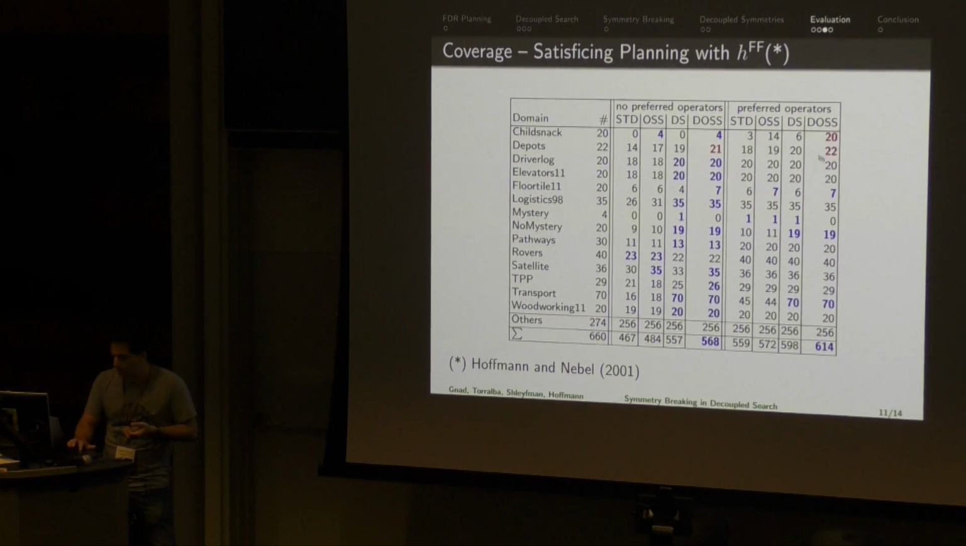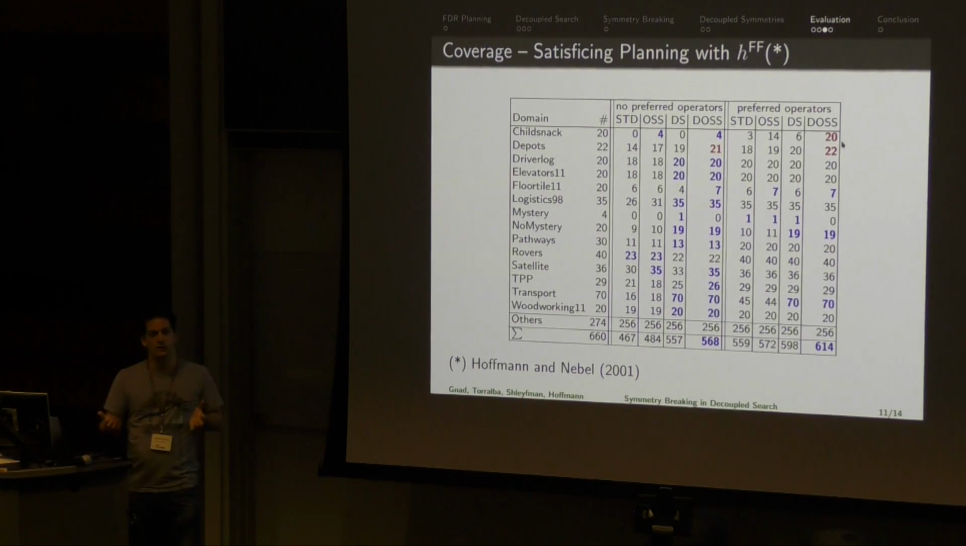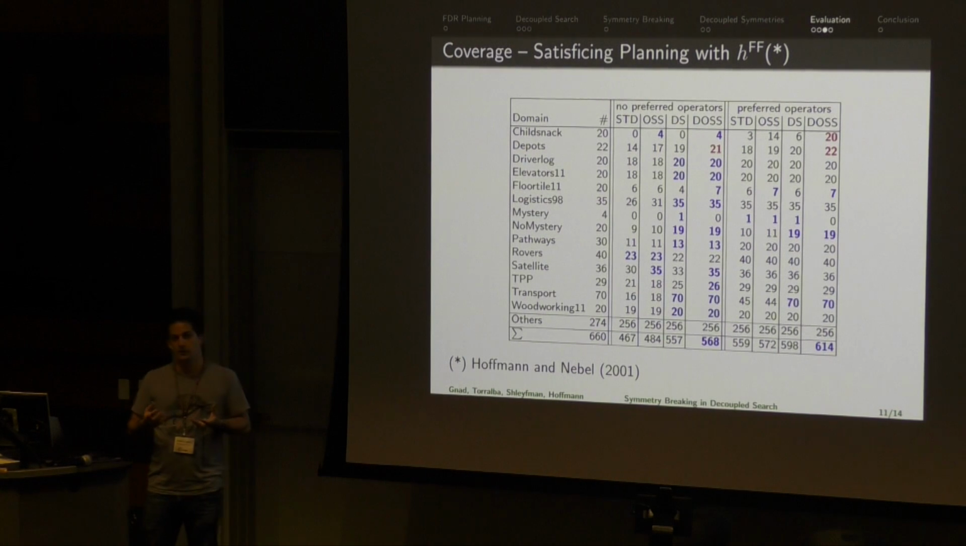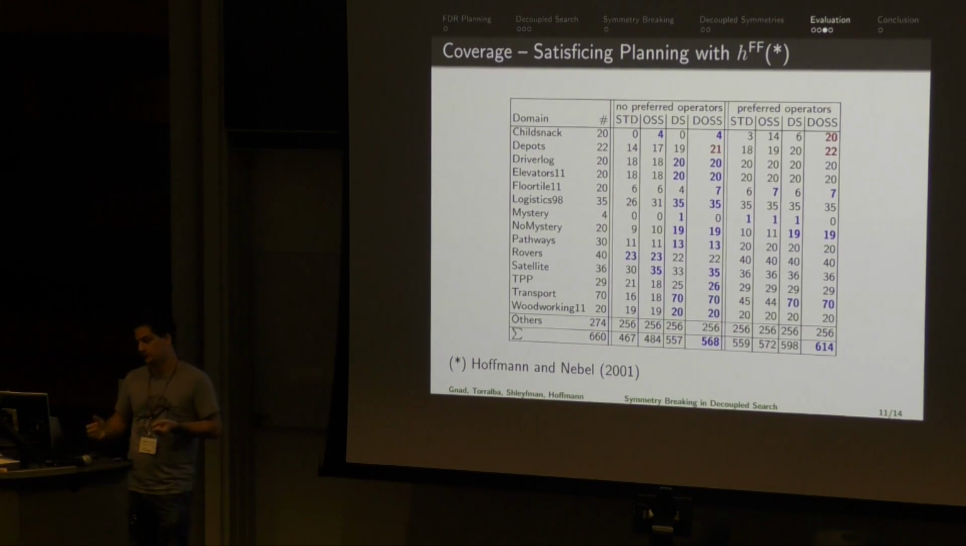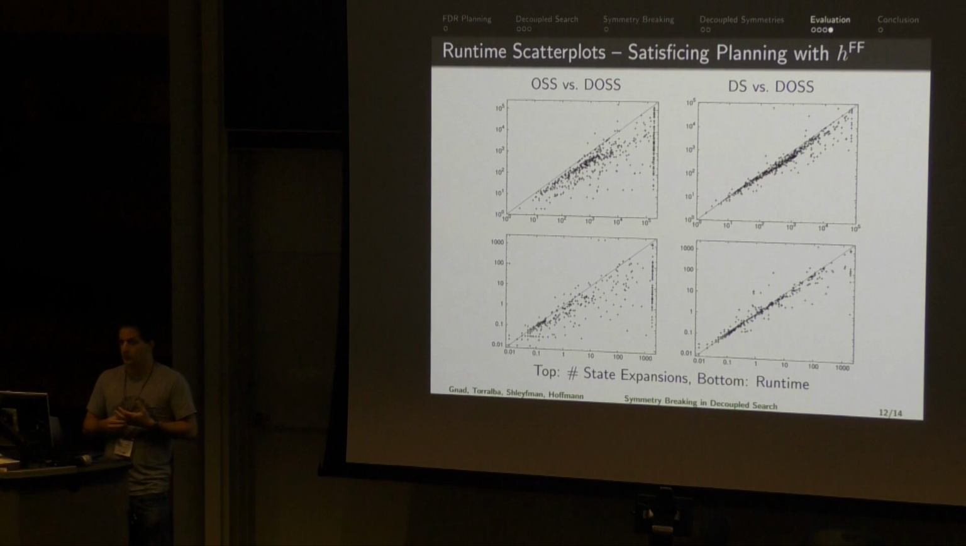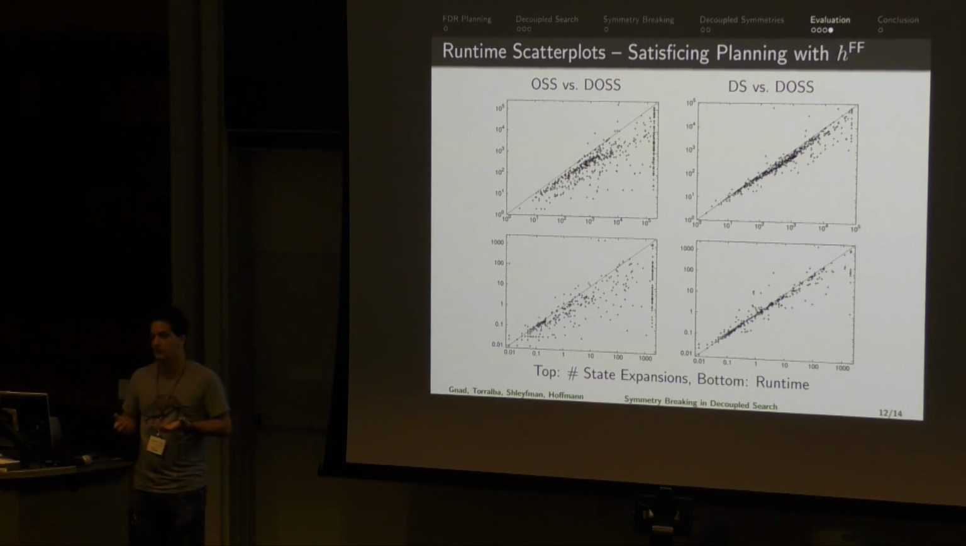And here's a really amazing result in child snack with preferred operator pruning, where you solve all instances, and the best component method was only able to solve 14. Again, some search space size and runtime plots. Obviously, in satisficing planning, the gains are usually not as pronounced as in optimal planning, but still you see that there's certainly a positive trend, no matter against which of our components we compare.